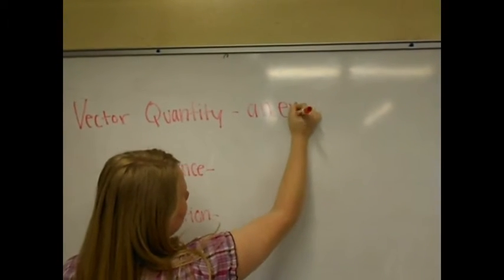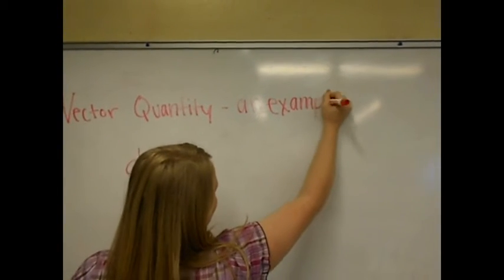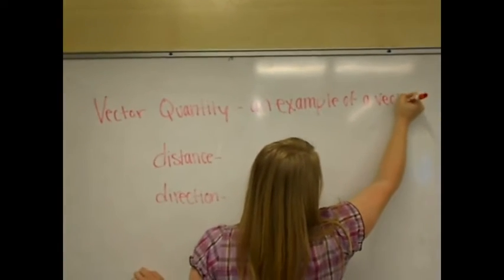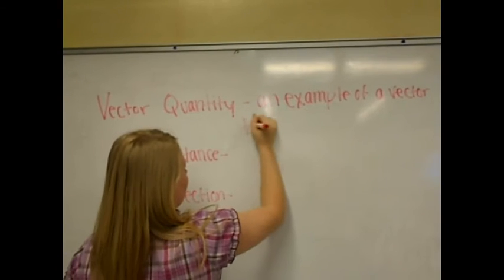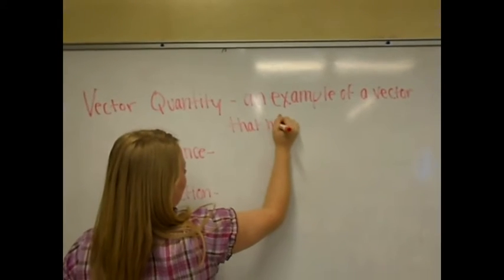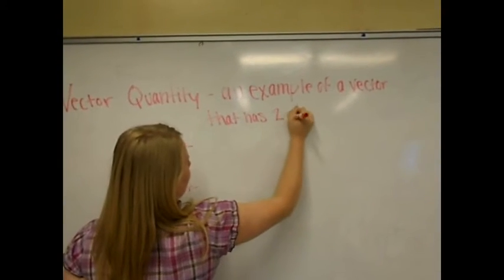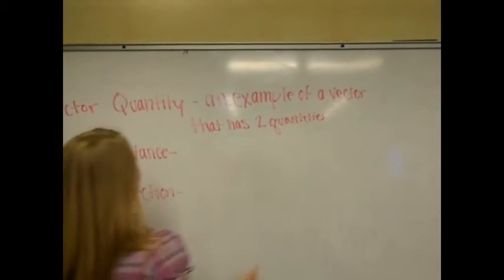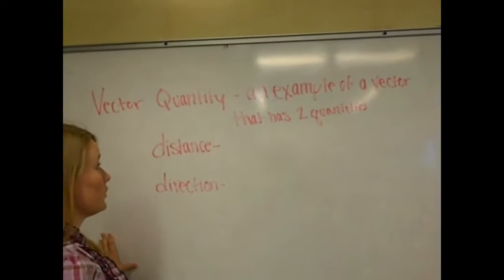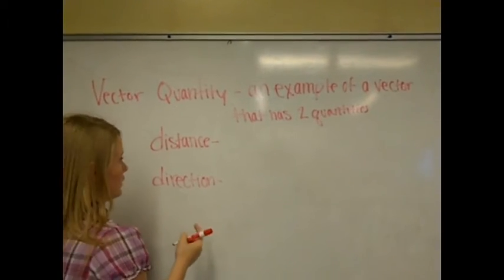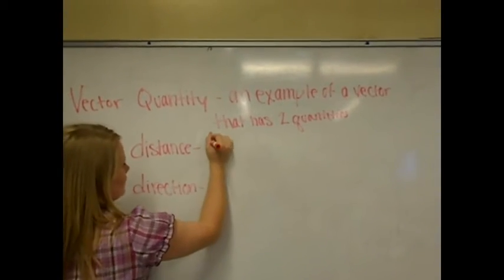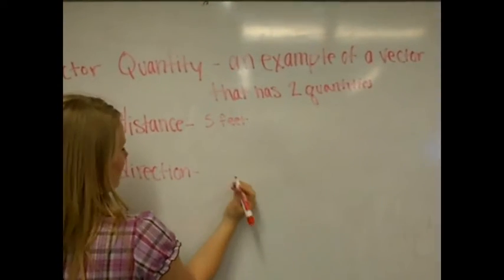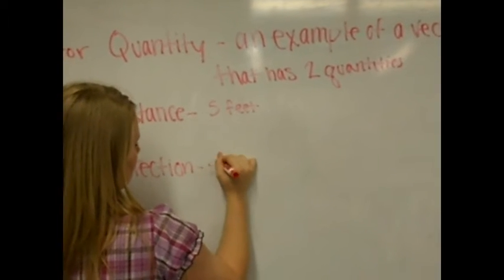A vector quantity is an example of a vector that involves two important quantities. In order for a vector quantity to be labeled a vector quantity, it has to have distance and direction. So our example of distance was 5 feet, and our example of direction was south.